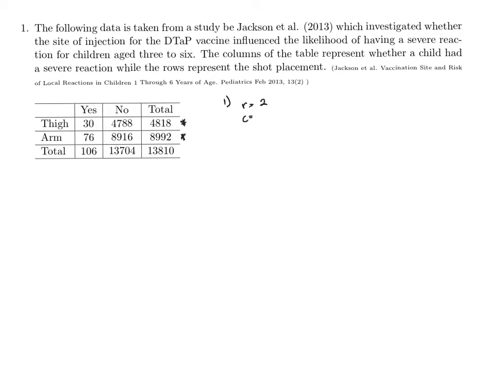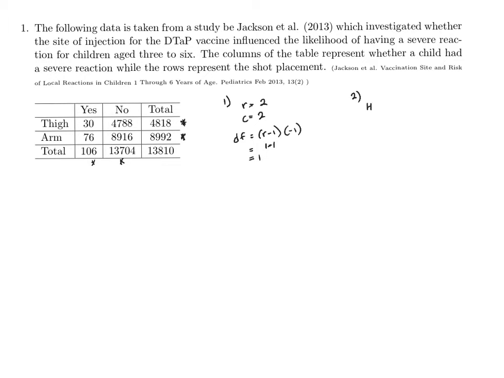I don't care about my totals, that's not data. It's just what I get from summing up my data. Next, I list the number of columns, and there are 2 as well, yes and no. My degrees of freedom is R minus 1 times C minus 1, which will give me 2 minus 1, which is 1, times 1, or degrees of freedom, 1.